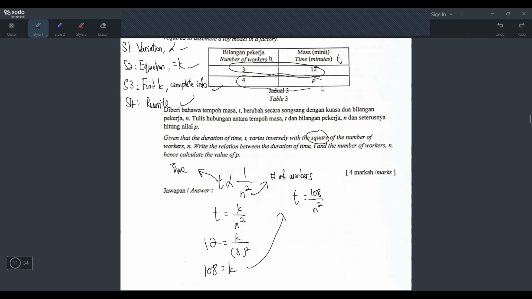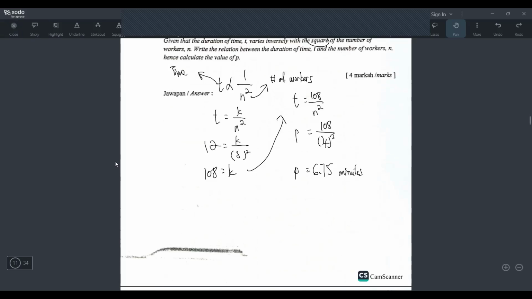So how to calculate the value of P? Now only you will substitute N is 4, T is P like that. So N is 4. So the 4 have to be put below here and have to square it. And then the T have to be P. So now I just press 108 over 4 square. Okay, my calculator gives me 6.75. So I will write 6.75, but I will write minutes also, because P is time, right? Minutes. So 6.75 minutes. That's it.